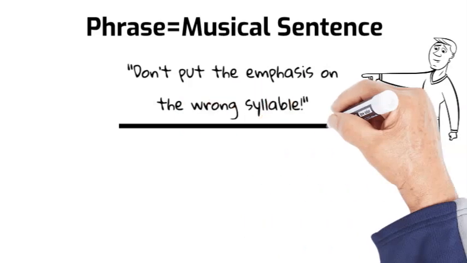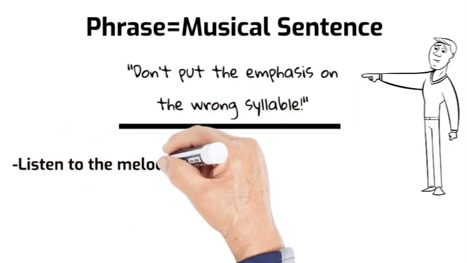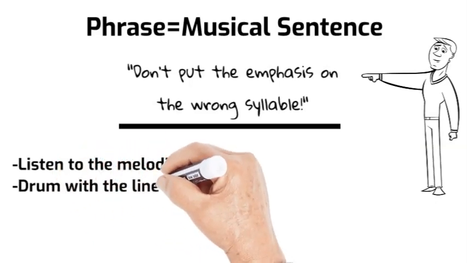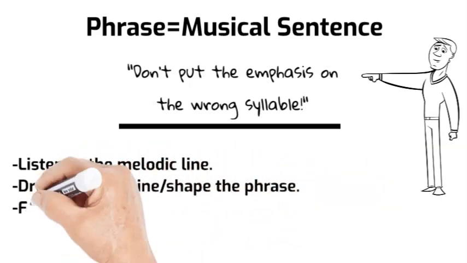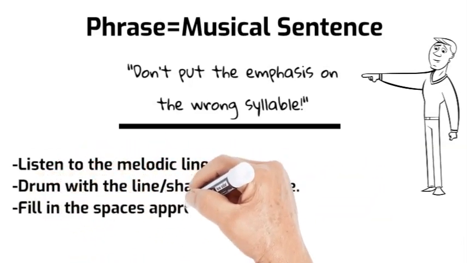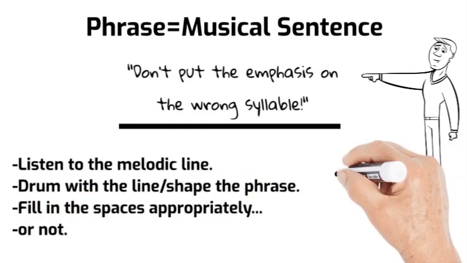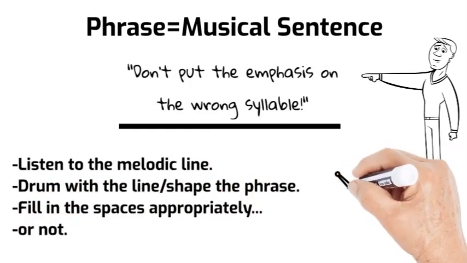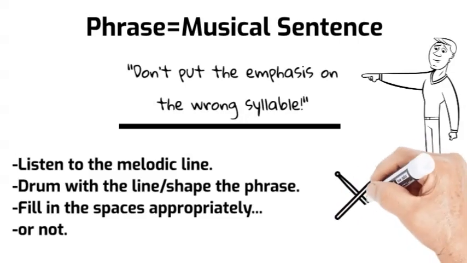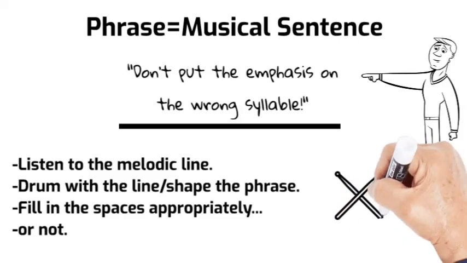As a drummer, you should always be thinking in phrases so that you can support the melodic lines with appropriate ebb and flow. Good drummers know when to fill the space between phrases, when not to, and how to.